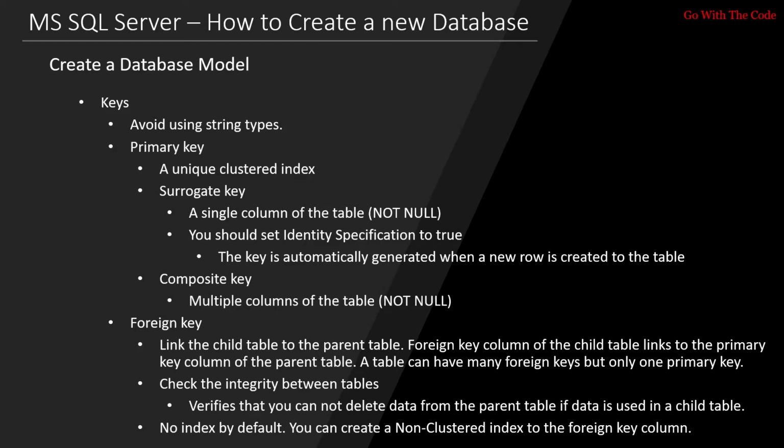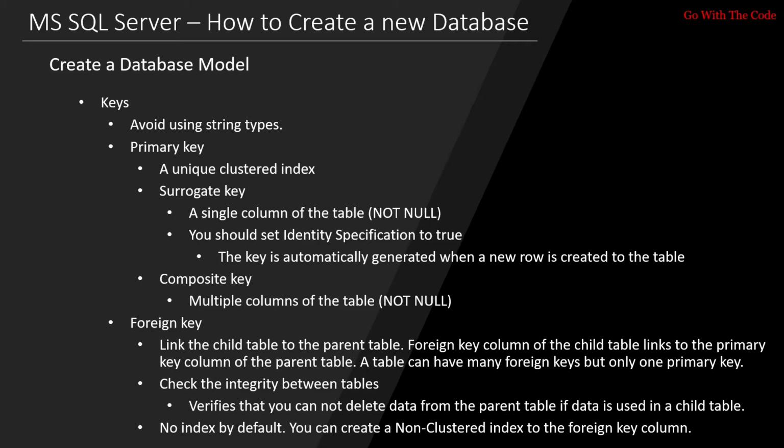MS SQL is a relational database, which means that there are links between tables. Foreign key column of the child table links to the primary key column of the parent table. Primary key can contain one or many table columns. A database table can have many foreign keys, but only one primary key. Primary key column has an index by default. Foreign key column instead does not have an index.